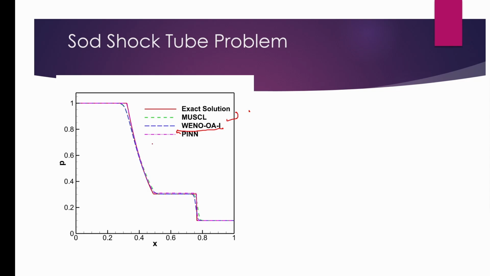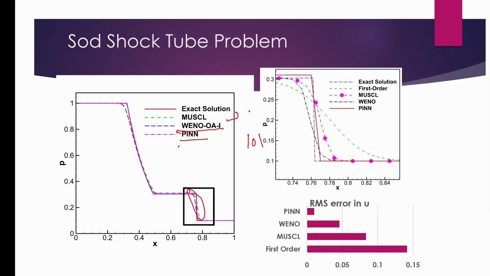So even if you compare with the best schemes or MUSCL schemes, PINN is much better on given grid points. But if you take a given error, traditional methods will outperform the PINNs. This is the RMS error on the given grid points, so you can notice that PINN is less erroneous when compared to other schemes, as well as higher order schemes.